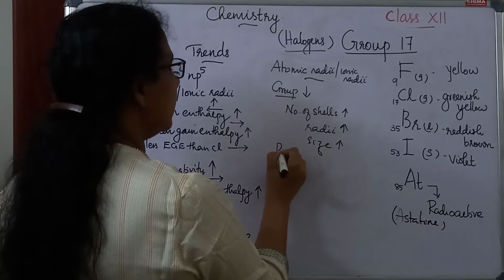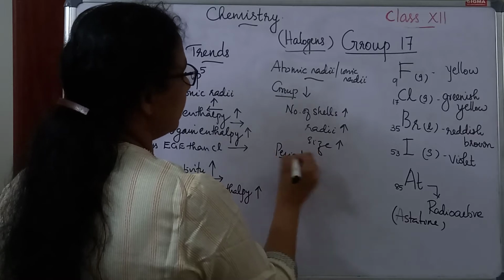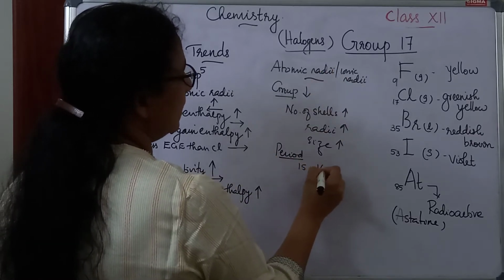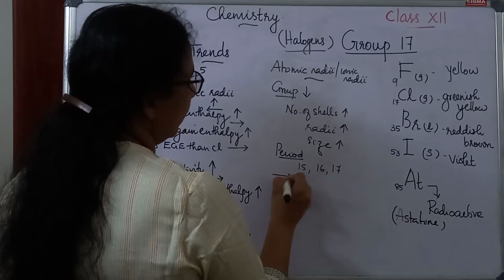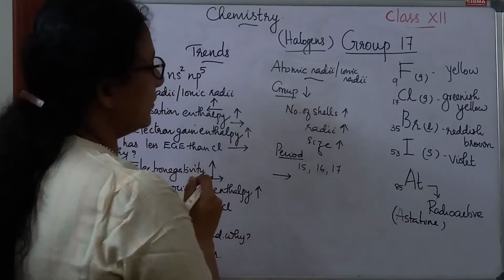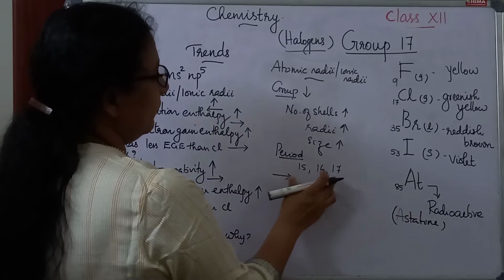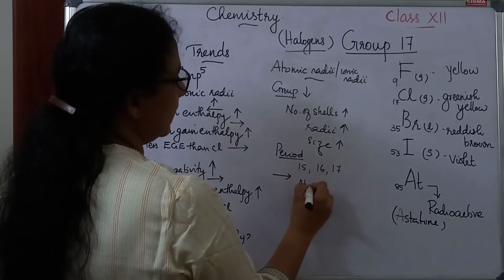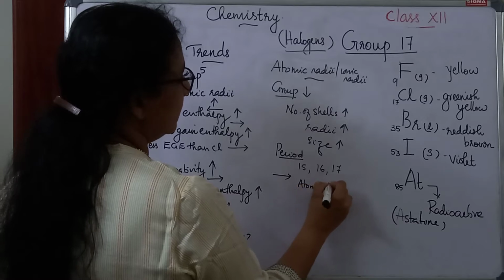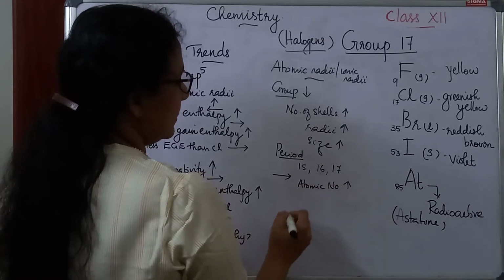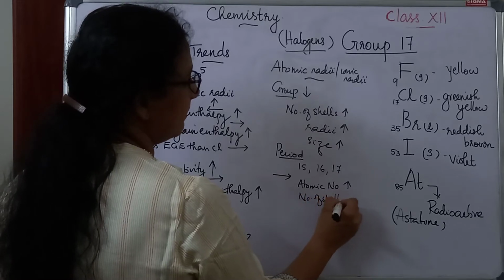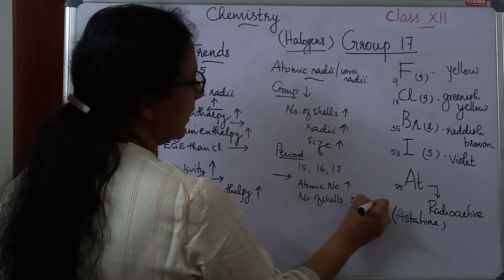Now if we are considering a period, or groups 15, 16 and 17, from left to right, what happens to the atomic radii? When we are moving from left to right, we know that atomic number increases, but the number of shells remains the same.